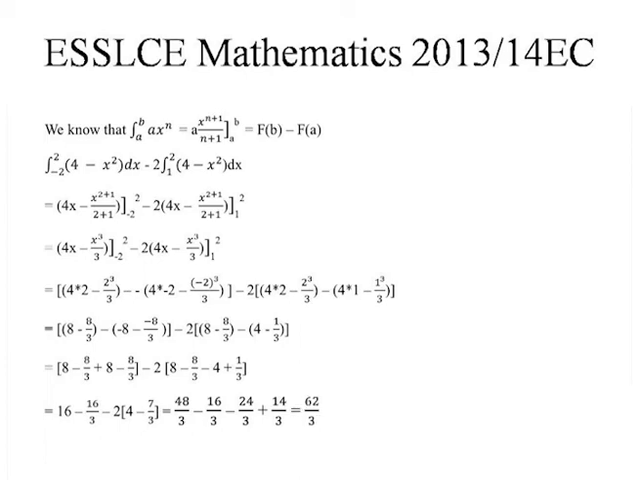Negative 16 over 3 minus 24 over 3 is negative 40 over 3. 62 over 3 minus 40 over 3 is equal to 22 over 3. This is not the only method for solving this problem.